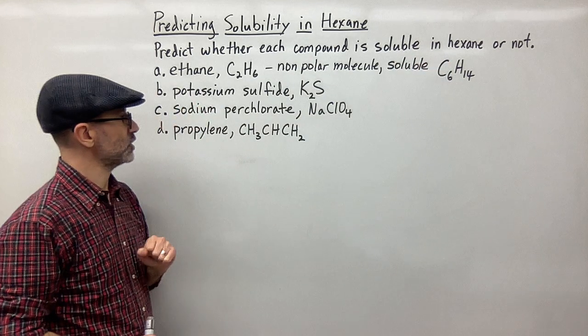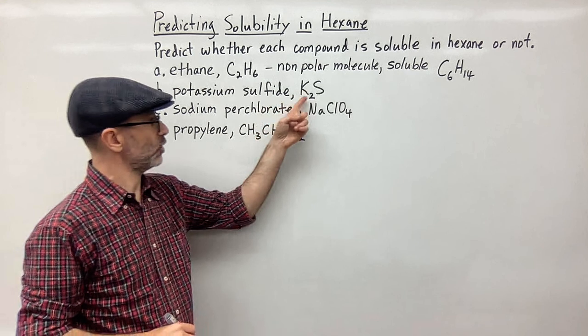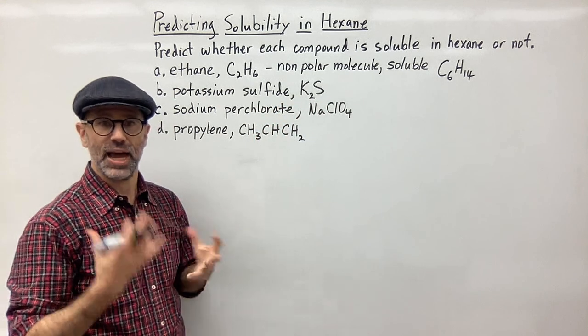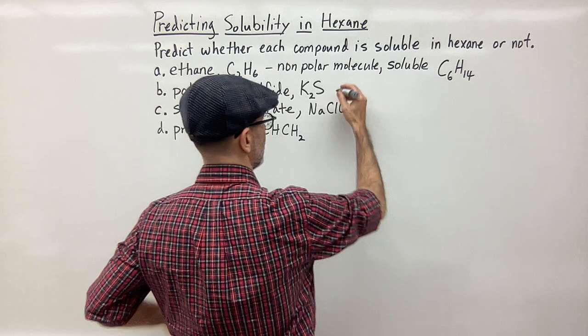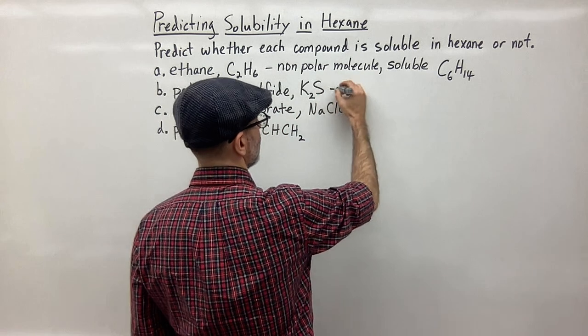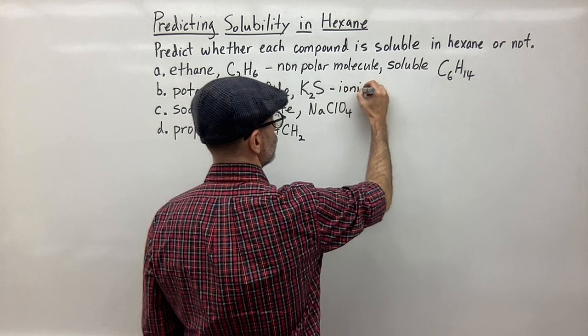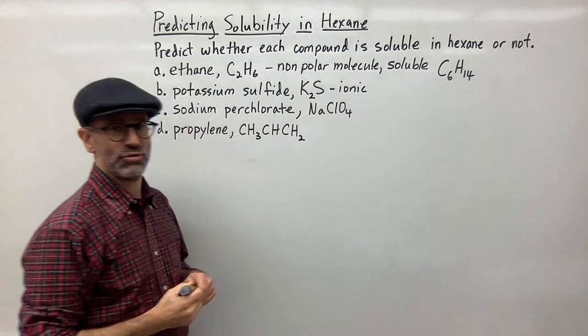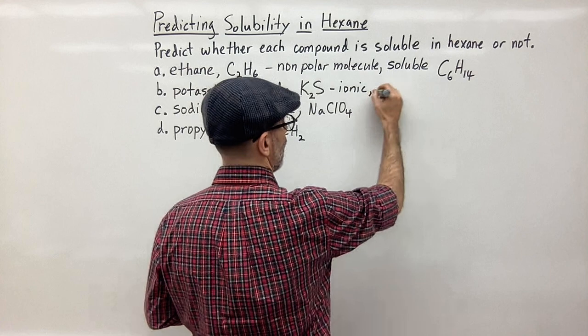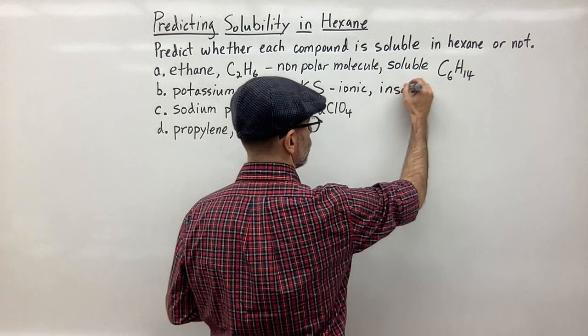Next, we have potassium sulfide. We have a metal and a nonmetal, so that makes it ionic. So we have positive and negative charges here. That's pretty darn polar. That's as polar as you get. So that's ionic, and we would expect this to not be so soluble in hexane. So that would be insoluble.